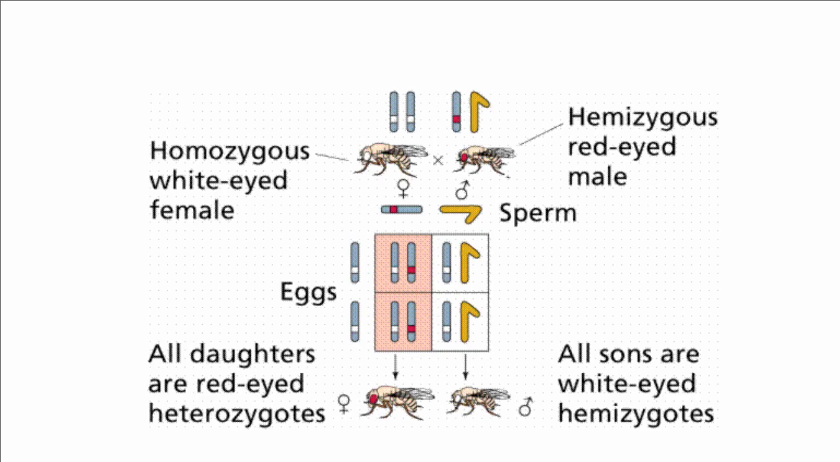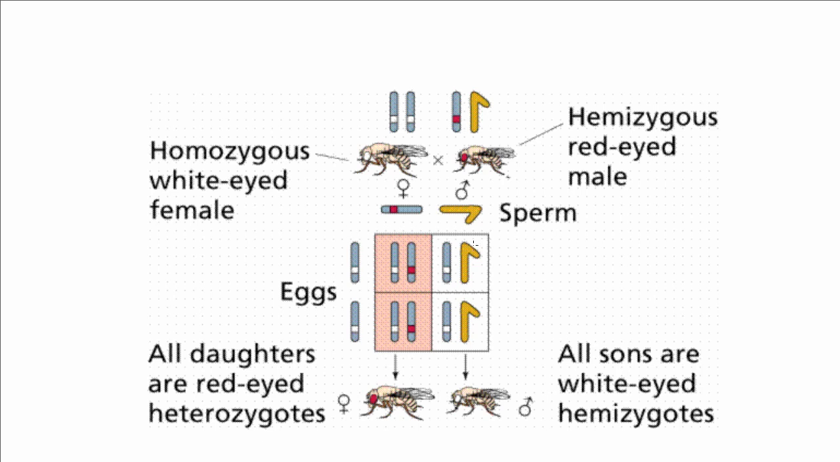But if you flip the script and you cross a white-eyed female with a red-eyed male, you actually get all red-eyed daughters and all white-eyed sons. So it appears that the trait is linked to sex somehow. And he explained it by hypothesizing that there were dimorphic sex chromosomes, that the different genders had different sex chromosomes, that females have 2 X chromosomes and males have an X and a Y chromosome, and the gene for this eye color is on the X chromosome. So if males inherit a single copy of either allele, they are hemizygous for that particular trait.